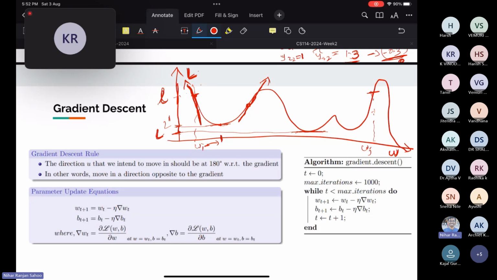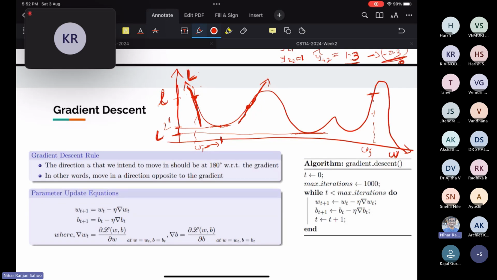So if we're starting from this point, the direction of the slope is upwards, right? But we have to come downward, right? We have to come this way, in the opposite direction. Here also, we're starting, the direction of slope is this way, but we have to come downwards. So every time to reach the optimal point, we have to come backwards, because this is a minimization problem. We have to minimize the loss.